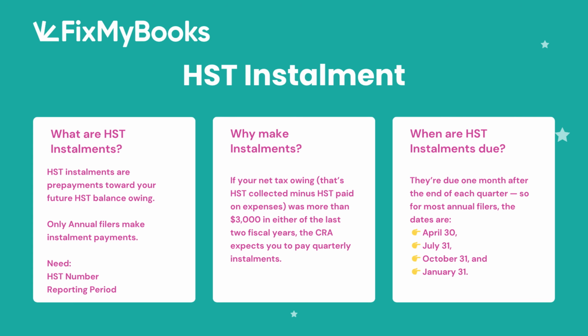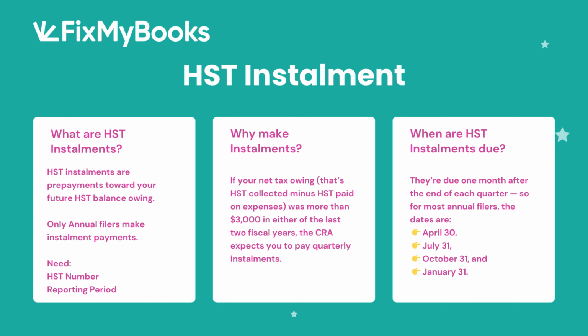HST installments are prepayments towards your future HST balance owing. Only annual filers need to make installment payments. Obviously, if you're a quarterly filer, you're already remitting your HST quarterly, so you don't need to make the installments. So what you need in order to make the HST installments are your HST number and your reporting period.